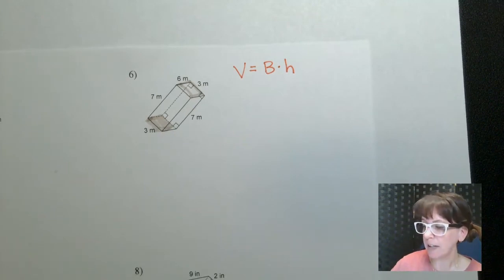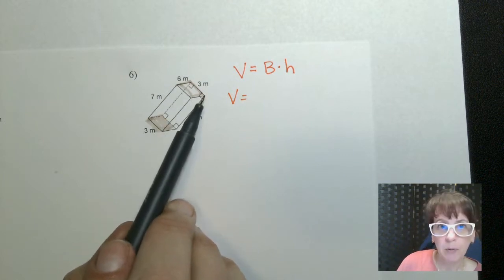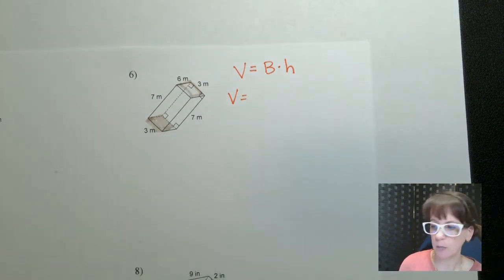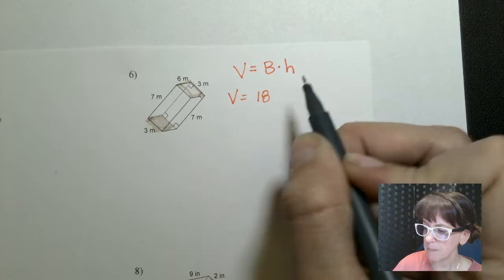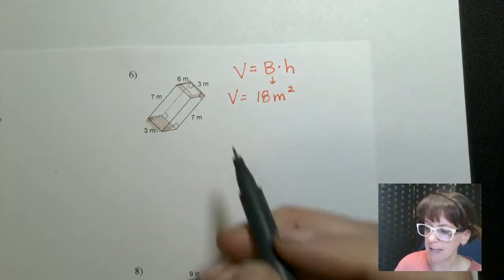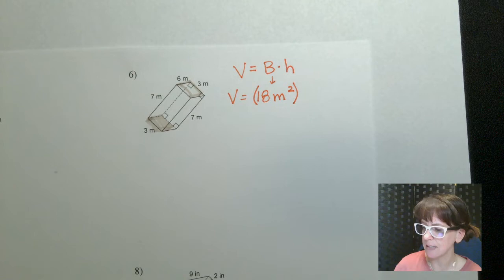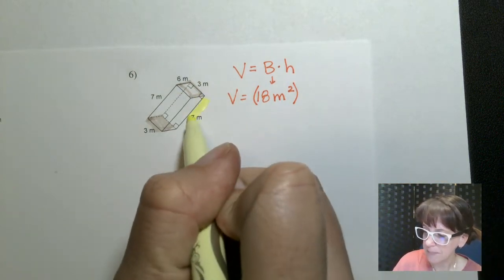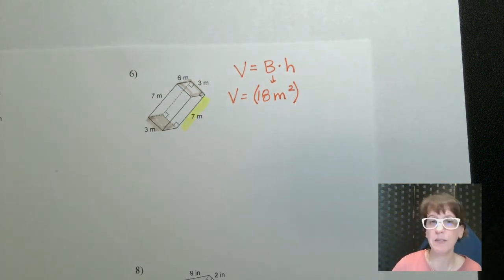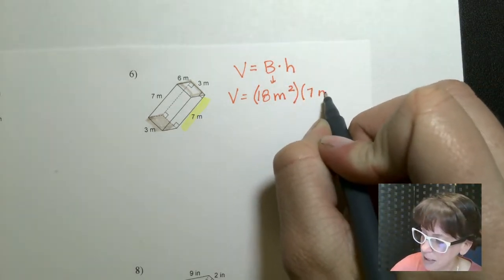In order to find the area of the base, it's a rectangle, so 6x3 is going to give us 18. So we get 18 meters squared for the area of the base. Now we have to multiply it by the height, and this is where you have to be careful. Remember, your height is what connects your two bases. In this case, our height is this thing right here, 7 meters.